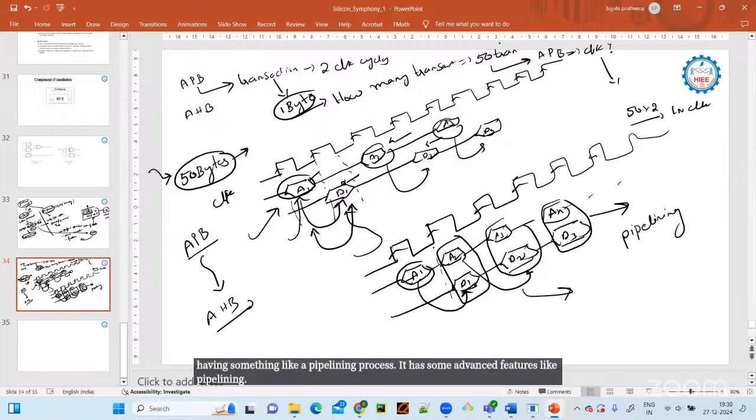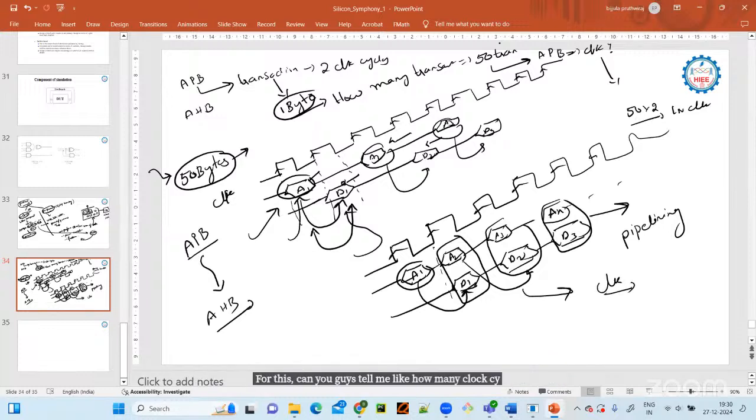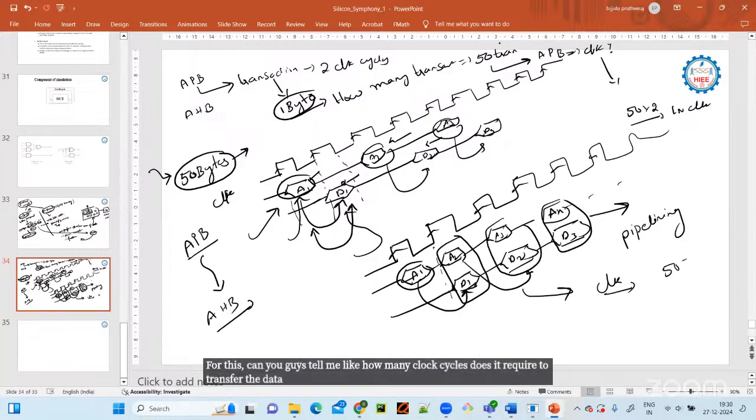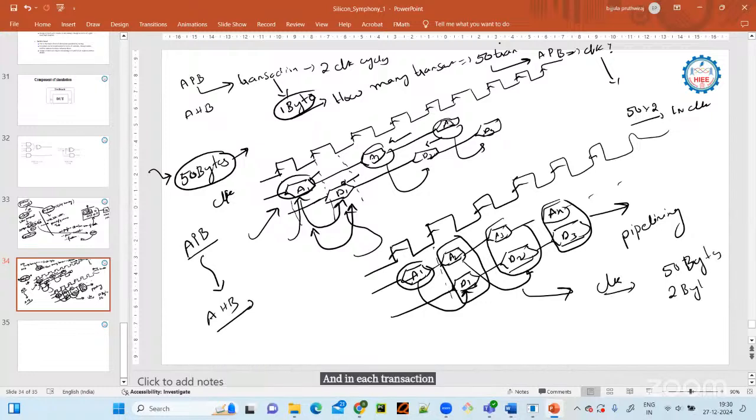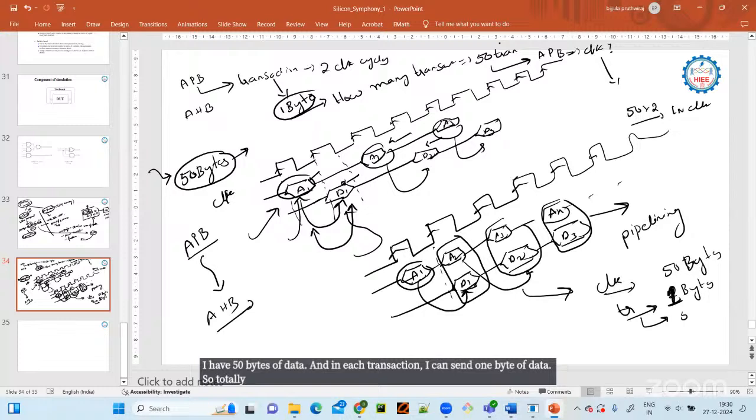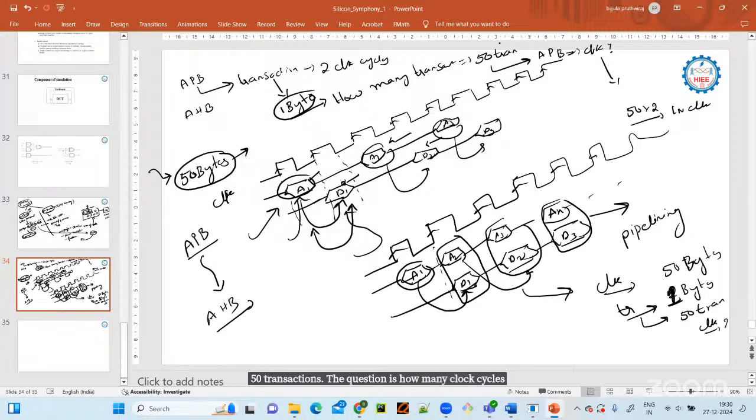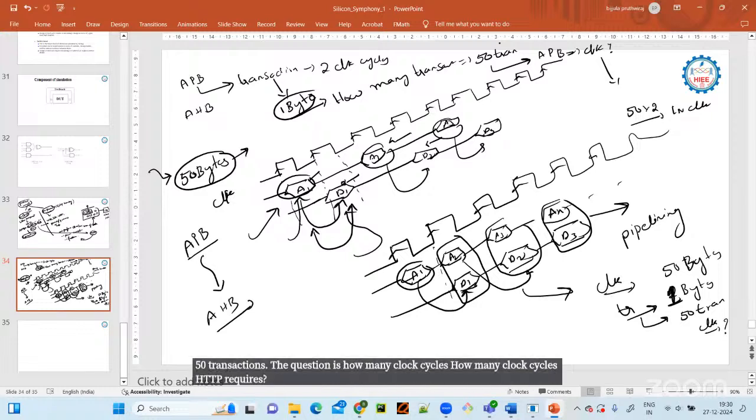Can you tell me how many clock cycles it requires to transfer the data? Just a minute, it is 1 byte, right? I have 50 bytes of data, and in each transaction I can send 1 byte of data. So totally how many transactions do I need? I need 50 transactions. The question is how many clock cycles AHB requires. Can anyone answer here?